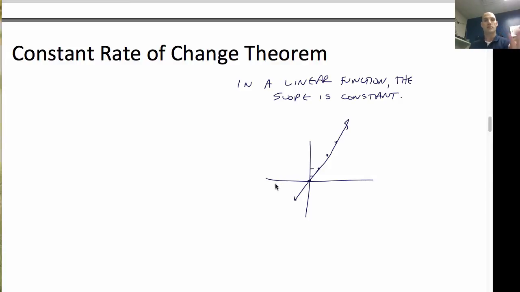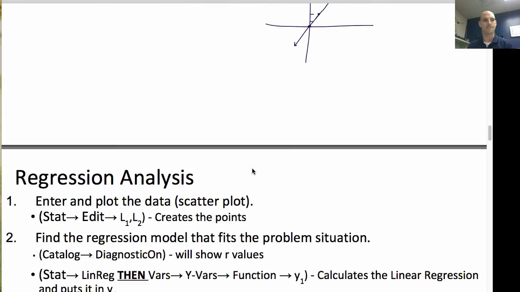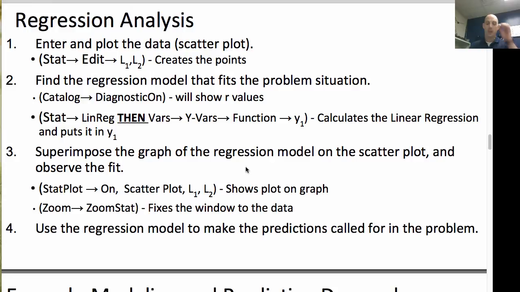The slope has to remain the same because if it didn't, it wouldn't be a line. It'd be all disjointed. Okay? So when we talk about regression analysis, it's using points to make a line, okay? So it's using points to make a line.